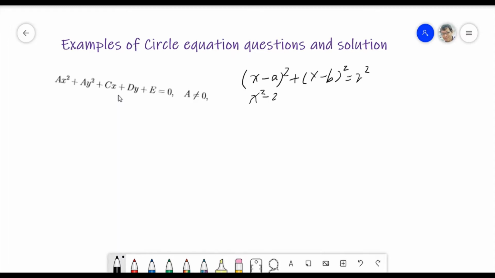Okay, so let's just expand this square: x squared minus 2ax plus a squared, right? Then plus y squared minus 2yb, then equals r squared. Okay, so let's move r squared to the left side, so we can rewrite it this way.